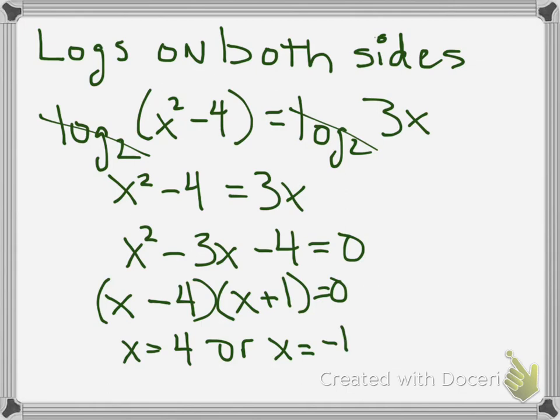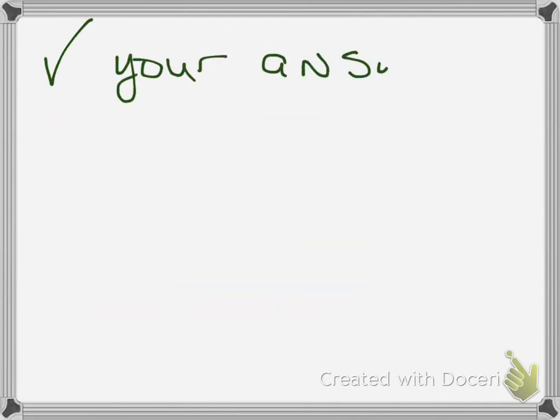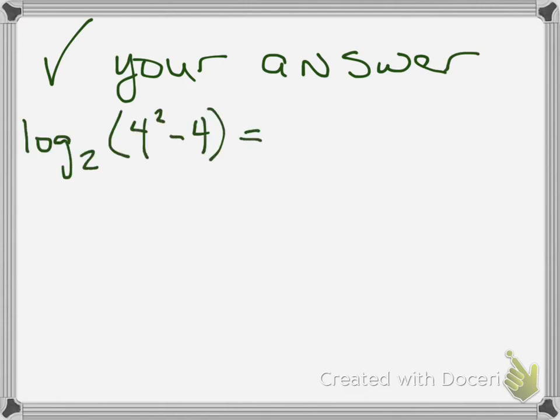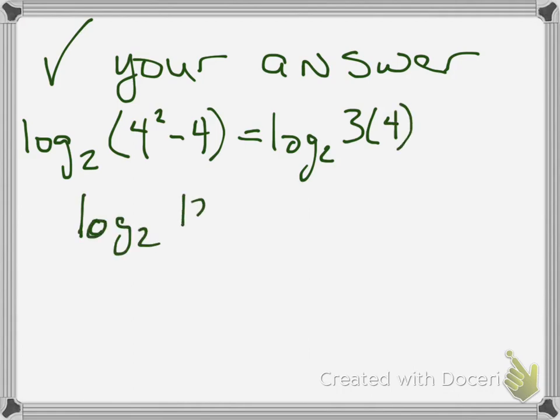Now, here's the next part. You have to check both answers. You have to check it. You might start seeing some shortcuts here, but here's the reason why we have to check it. Because if you do this, and you can see I'm putting 4 in place of the x, and then I will put the negative 1 in place of the x. I want to make sure both sides are equal to the same thing.